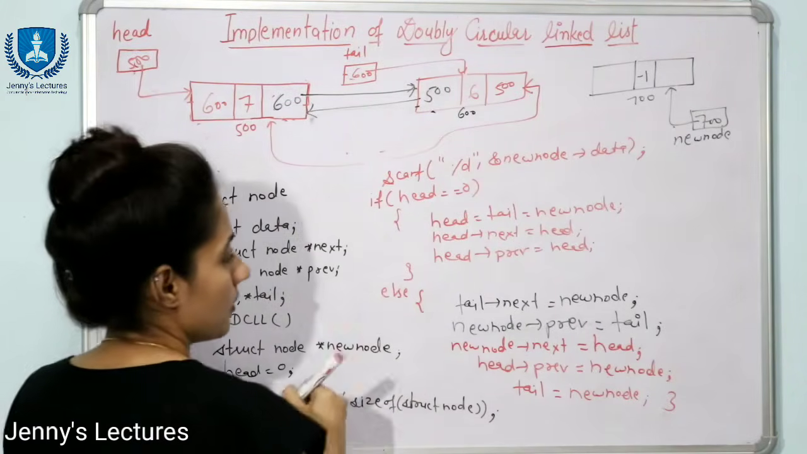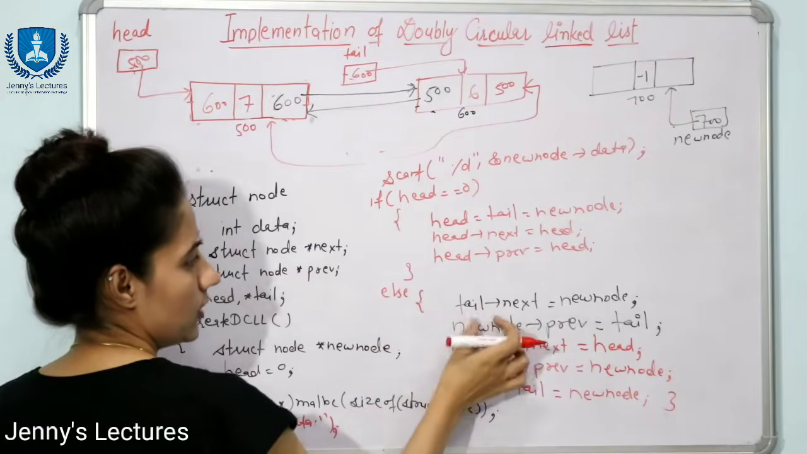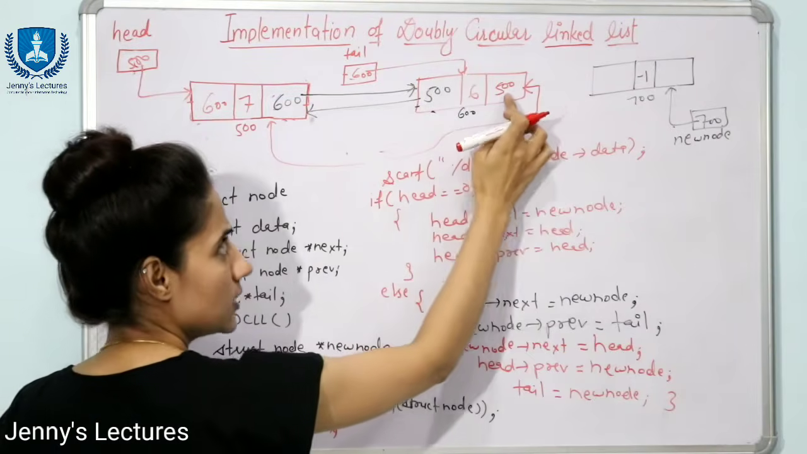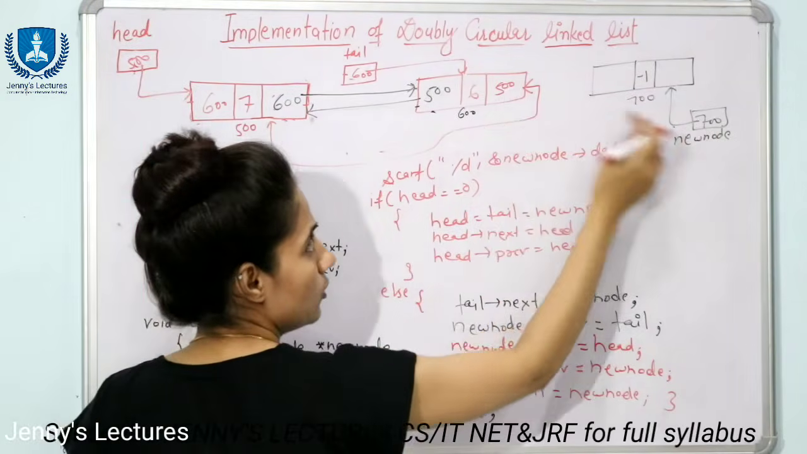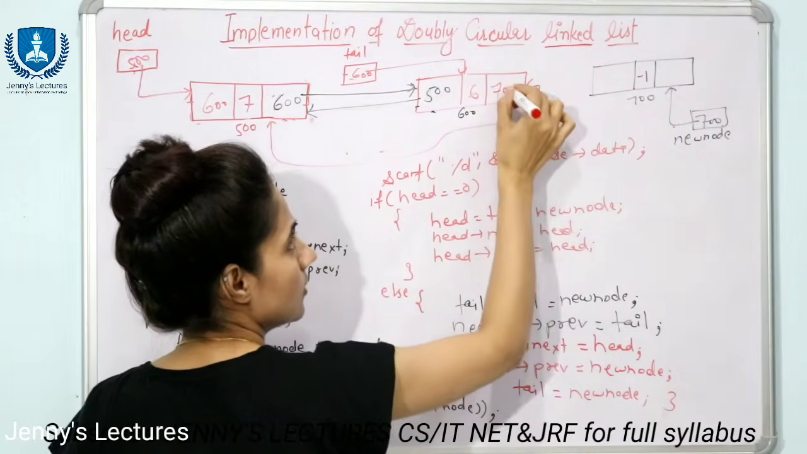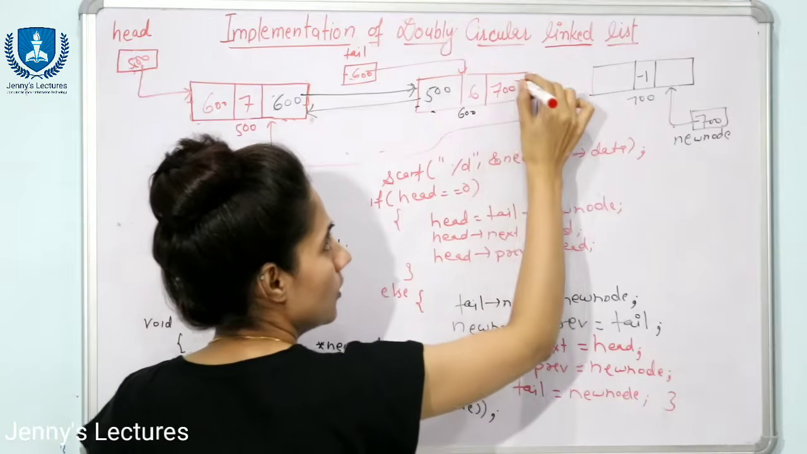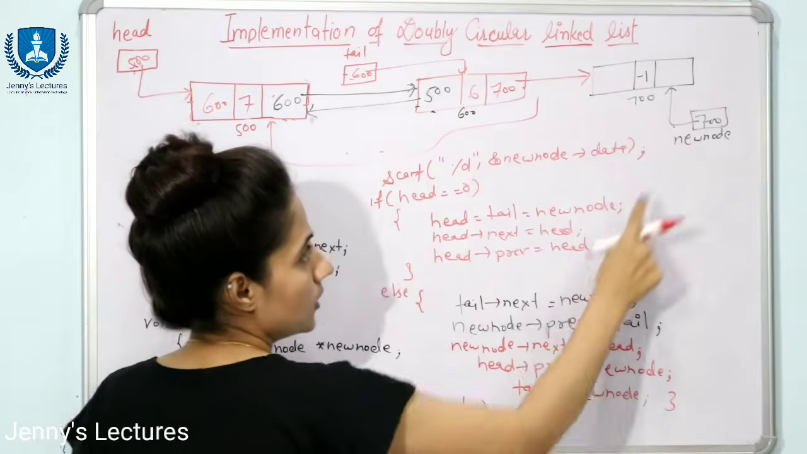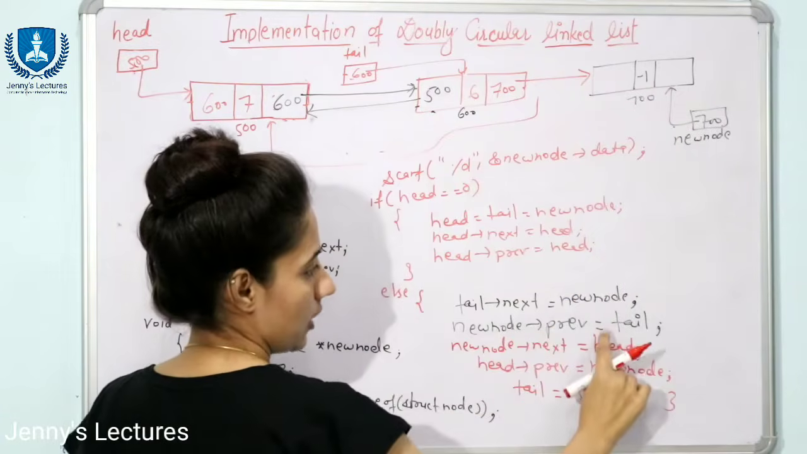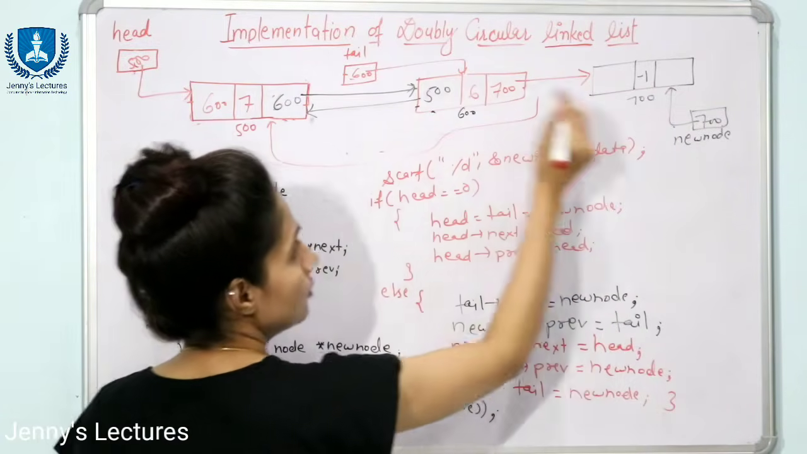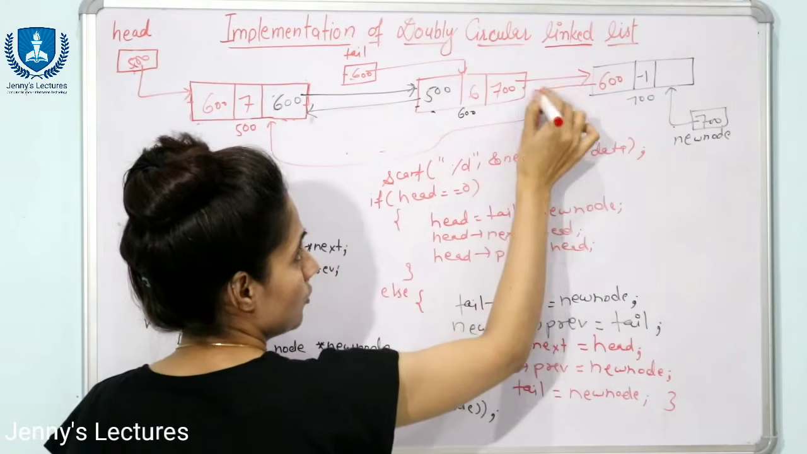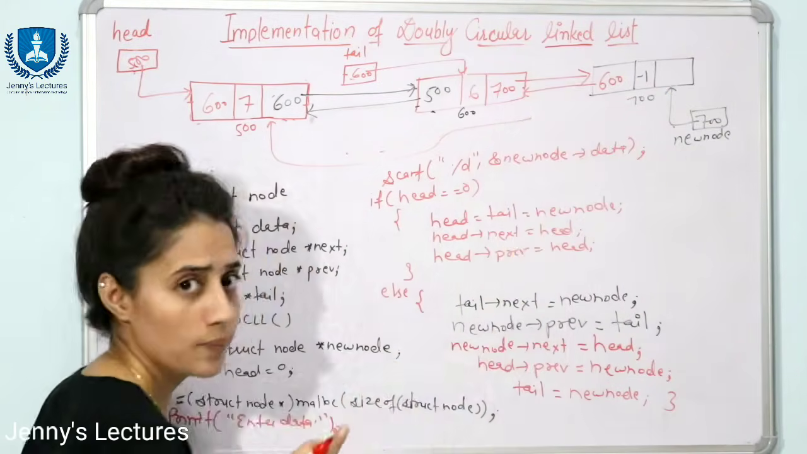Now see, in the else we have written tail of next, means tail is pointing to this node, that is this one, is equal to new node. In new node we have 700, so now this is pointing to this node, that is fine. New node previous, here I will store tail. In tail we have 600, so 600. This is the address of the previous node, so that is also fine. This is pointing to this node.